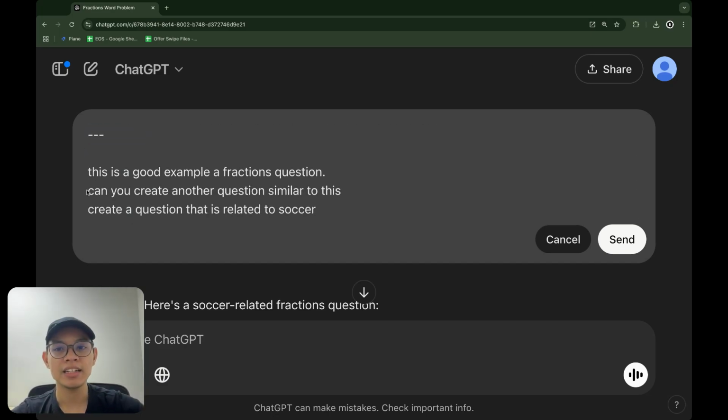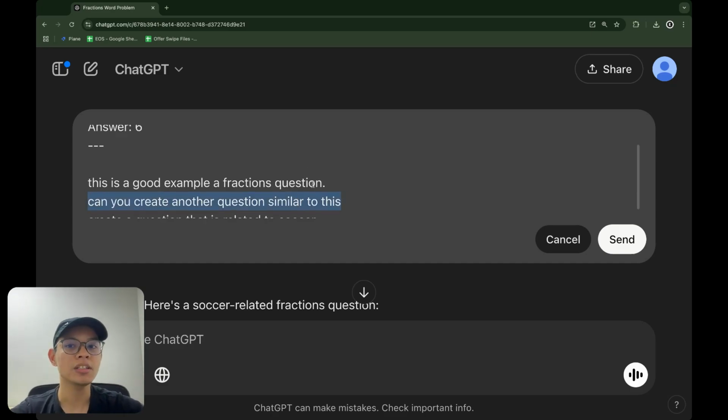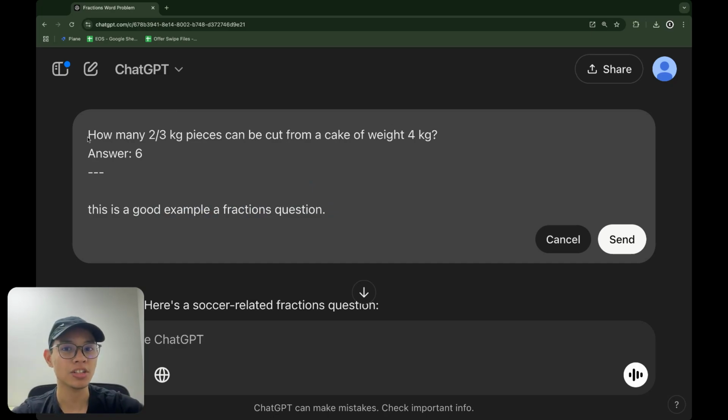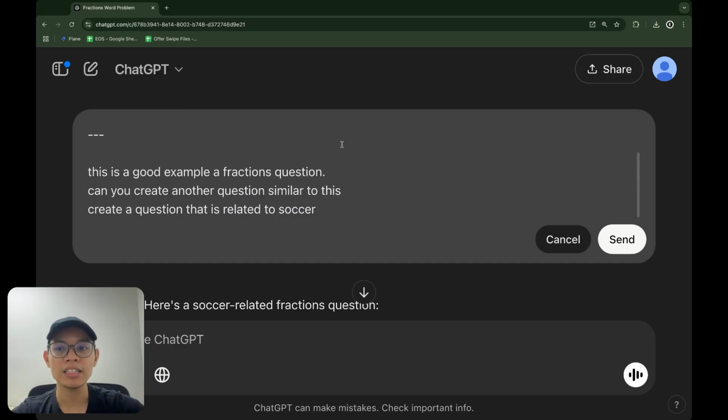Then after that, the next thing is you want to give the instructions. Can you create another question similar to this? Because you like the structure of this question, right? And then lastly, create a question that is related to soccer. So these are the notes, personalization to make it more relatable to the students.